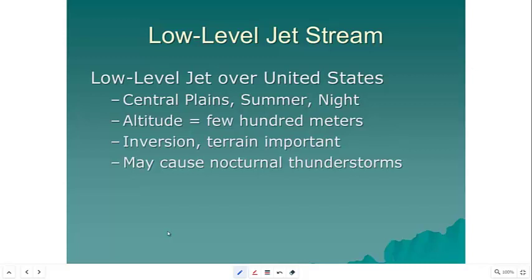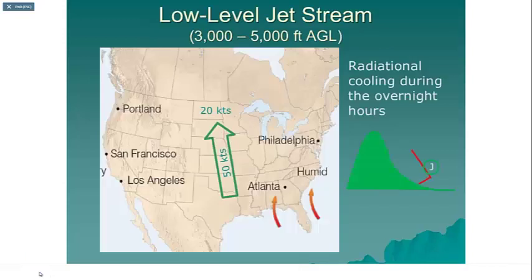We'll take a look at the importance of the terrain in helping aid in the movement of this low-level jet. And the importance of it is that it could help create nocturnal or overnight thunderstorms. So the low-level jet, on average, is somewhere between 3,000 and 5,000 feet. Wind speeds could approach 50, maybe even as high as 60 knots. And note the arrow is pointing from the Gulf of Mexico up towards the northern plains.